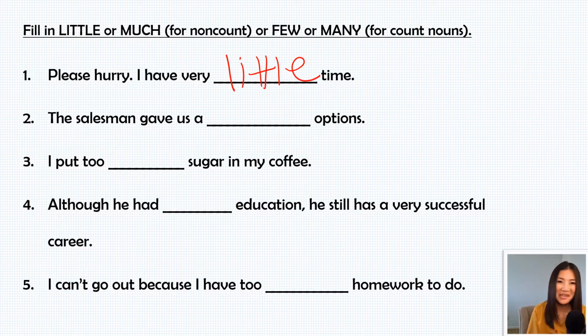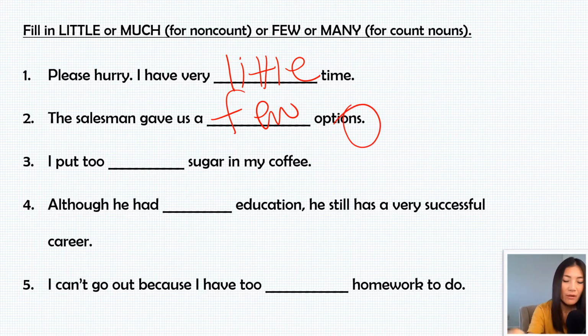Please excuse my writing. Time is a non-count noun again. Number 2, the salesman gave us a few options. Oops. Options is plural, so it's a count noun. Number 3, I put too much sugar in my coffee. Sugar is a non-count noun.